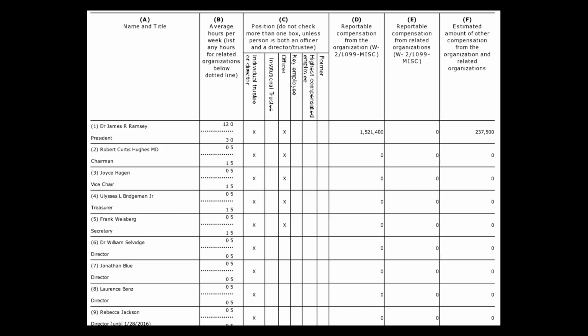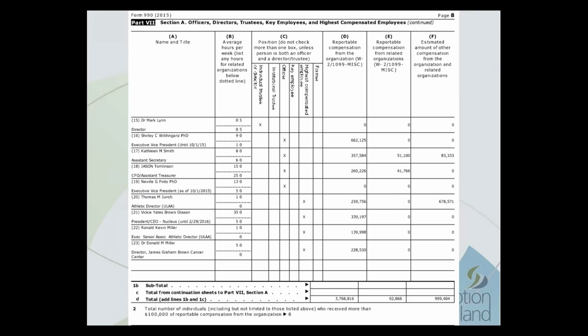And if we go to the next page, we'll take a look at some of the other staff people here. Particularly, I want you to take a look at line 17 and line 18, which are Kathleen Smith and Jason Tomlinson, because they get money from the foundation, but they also get money from related organizations.